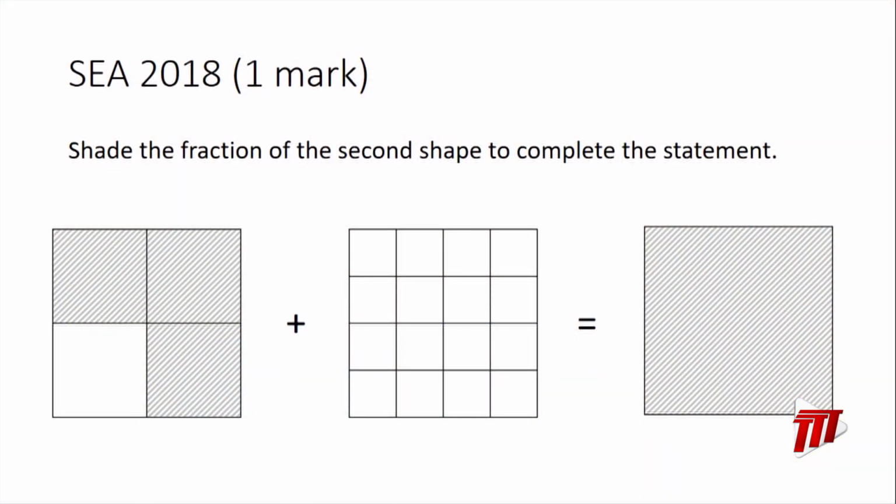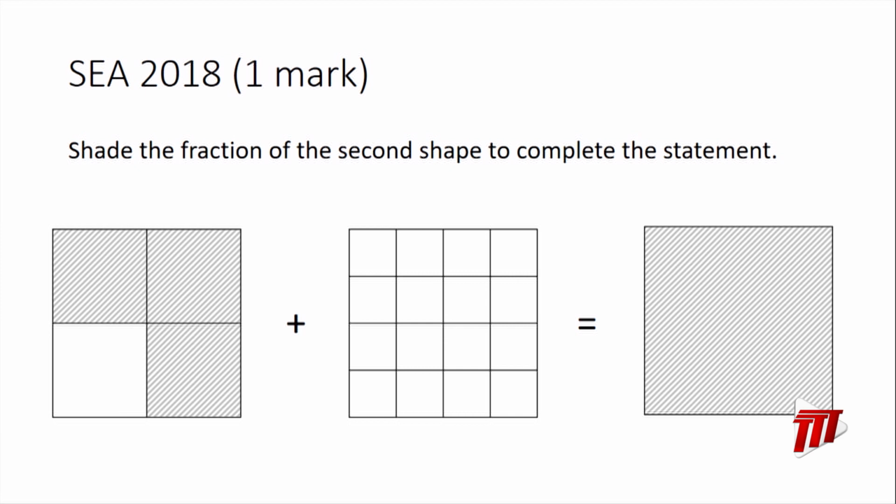Next question. Again, shade the fraction on the second shape to complete the statement. Now, just like the question we did before where we had 5 minus 3/4, there's very little words in this question except that they're telling you that we have 2 shapes because they're talking about a second shape. We're trying to understand the question. Shade the fraction of the second shape to complete the statement.